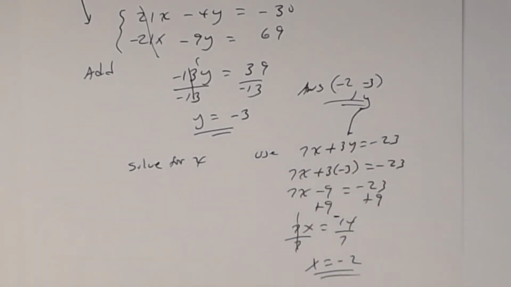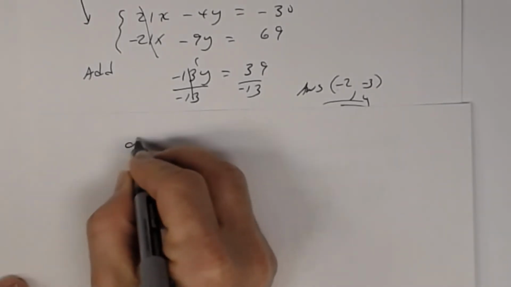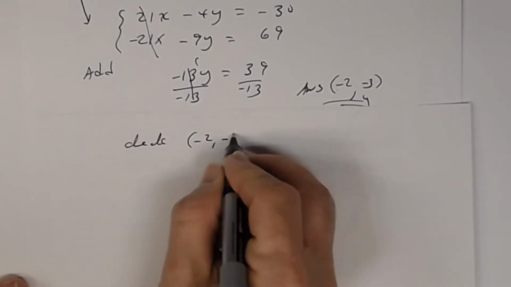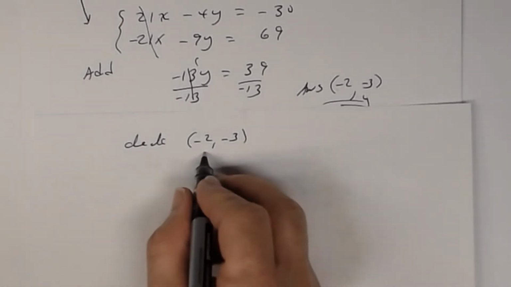And again, you can check. Let's go and check this one just to show you. To check, because you could have made a mistake, right? You have time to check, so let's just check negative 2, negative 3. Make sure you put it as an ordered pair. Make sure you put parentheses. So this is your X, this is your Y.